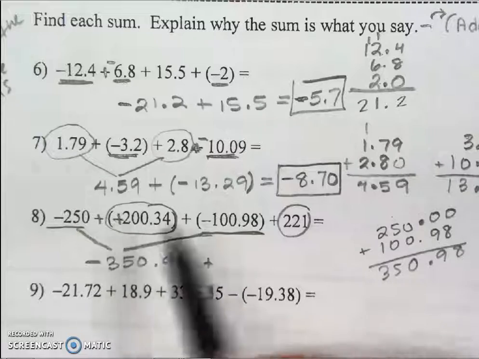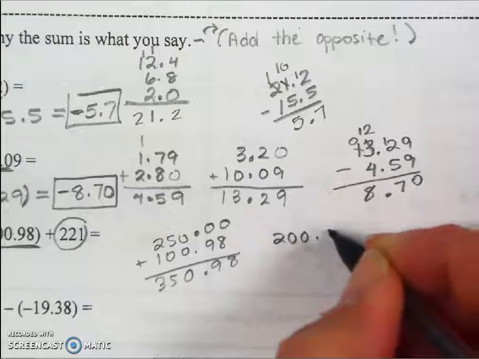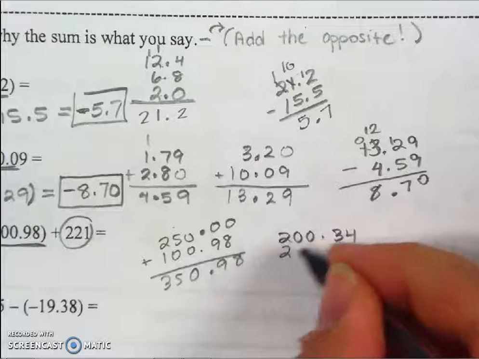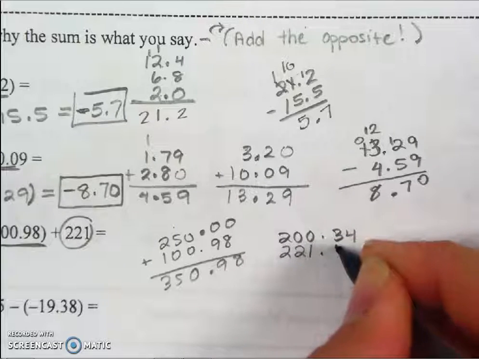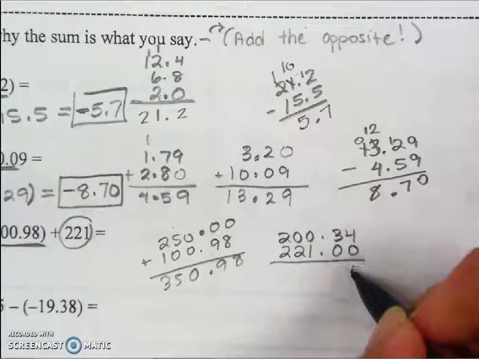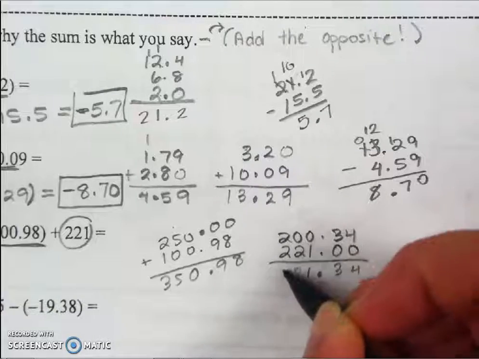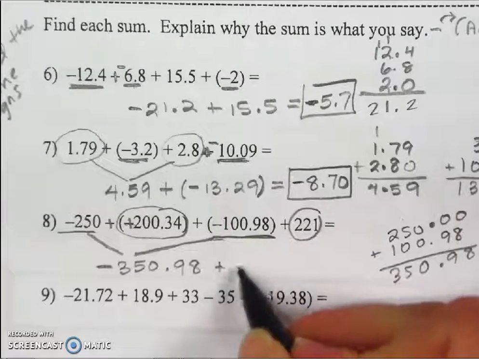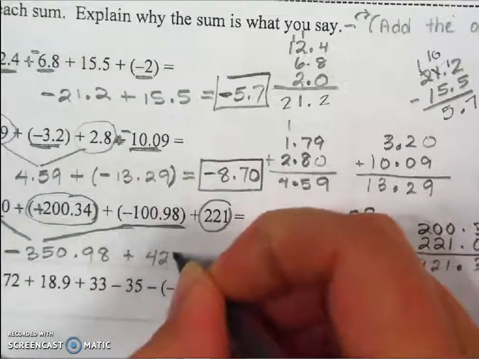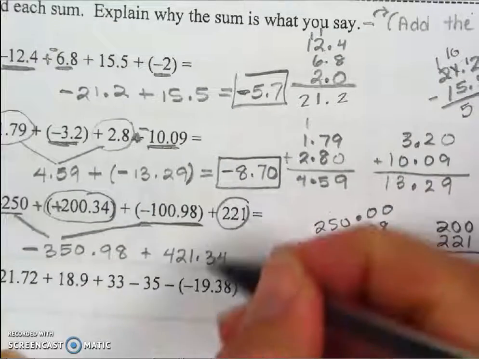Then I'm going to add in my positives. So over here I've got 200.34 positives added to 221. And remember, $221, that decimal would be behind it. So now we add. 4 and 0 is 4. Here we get 3. Bring down the decimal, 1 and 2 and 4. All right, so for my positives, I had a total of 421.34.